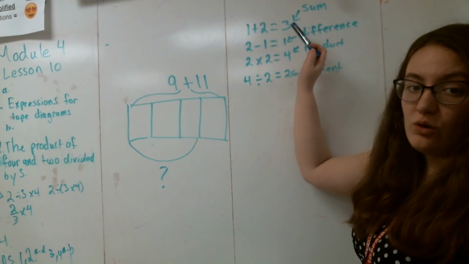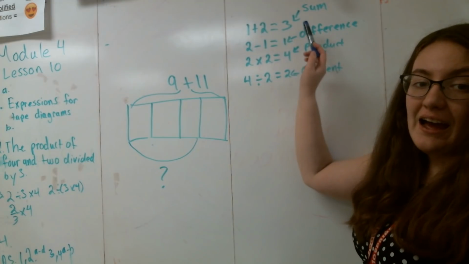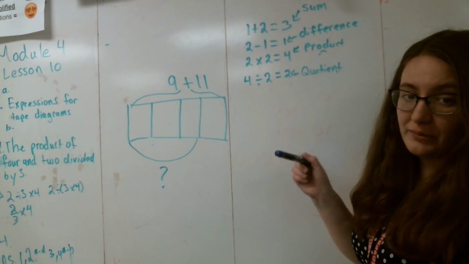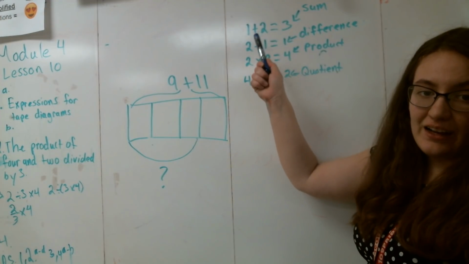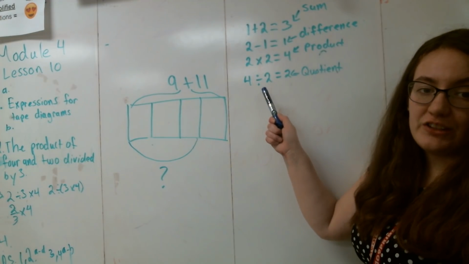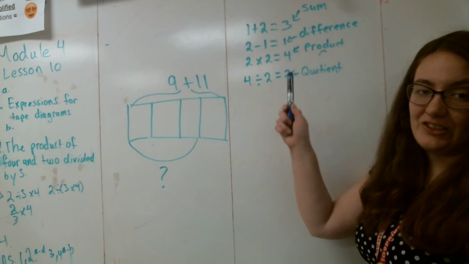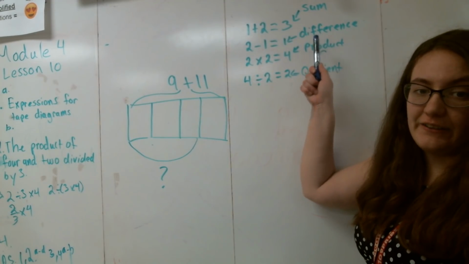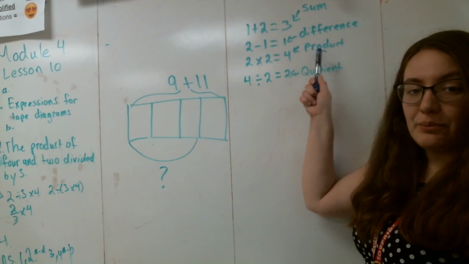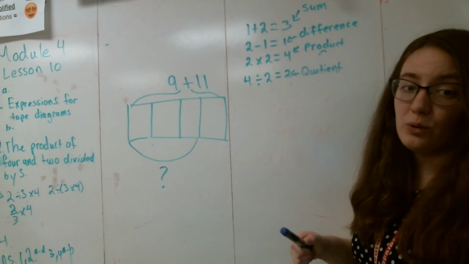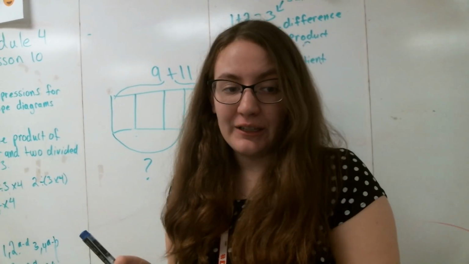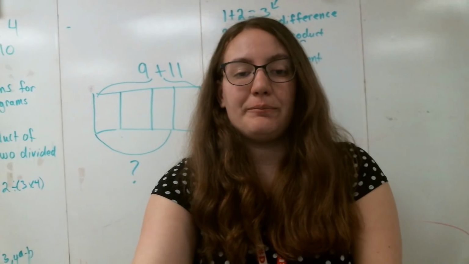So the answers to all these different problems have different definitions, or terms, based on the type of math you had to do to get that answer. So if you're adding, it's the sum. If you're subtracting, it's the difference. If you're multiplying, that's a product. And if you're dividing, that's a quotient. So just for you to know, please get that written down somewhere for safekeeping for this lesson.